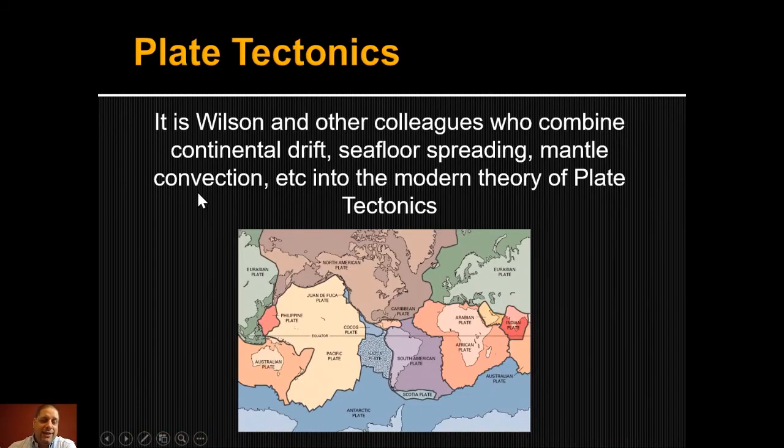So Wilson and other colleagues of his, they're the ones that brought together continental drift, seafloor spreading, mantle convection, and everything into what we now call plate tectonics.